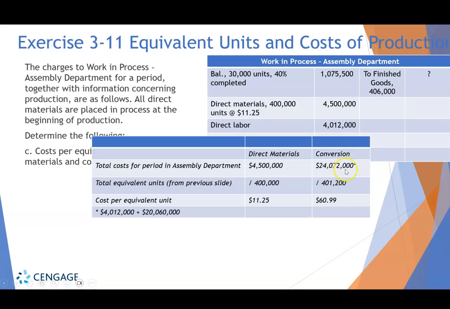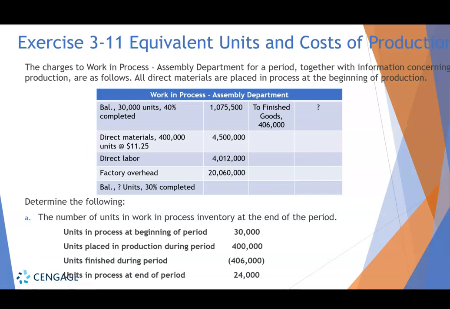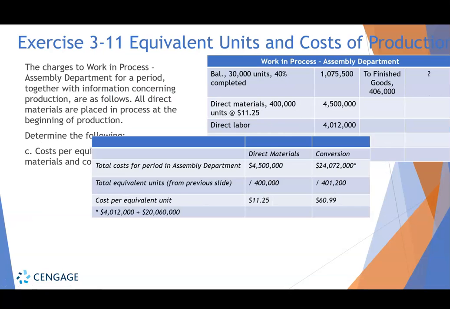In terms of conversion, if we look at the costs, we know the 401,200 were equivalent units in terms of conversion. And we see our factory overhead and our direct labor of 24,072,000. Am I saying it right? Yep, 24,072,000. Divide that by our equivalent units of conversion, gives us our $60 cost per equivalent unit.